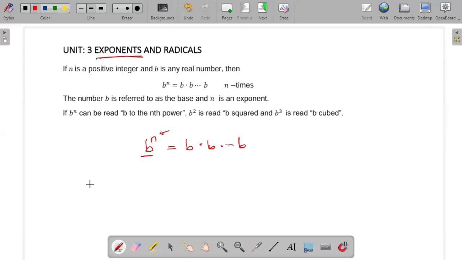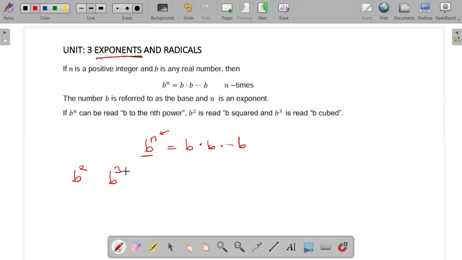If we have b raised to the power n, we say that it is b to the nth power. For b raised to the power 2, we just say this is b squared, and b raised to the power 3 is going to be b cubed. So this is what an exponent is.